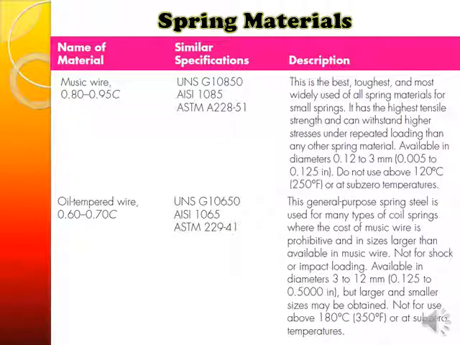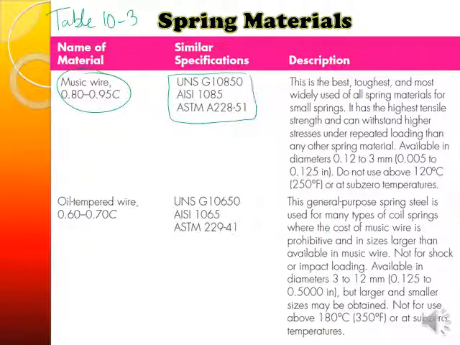See this one, this is the table in your book. I think it is table 10.3 if I remember it correctly. Now here again you look at it. This is the music wire. This is the classification. This is the number. And this is the description. I'm not going to go into the description. I have already explained to you in the previous slide.